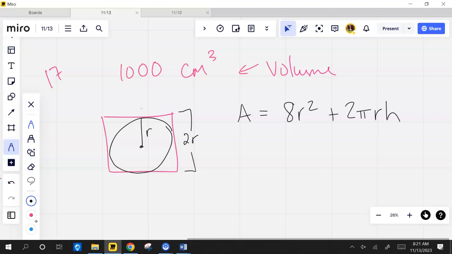Most economical. So if I'm looking for most economical, what am I looking for? Minimum. I'm looking for a minimum. A minimum of what? Area. Yeah. But I'm given volume. So I guess what I need to do is try to write an equation using the volume given. I've got two variables in this area. I've got an R and an H, right? So I need to write that with just one variable so that I can essentially take the derivative.